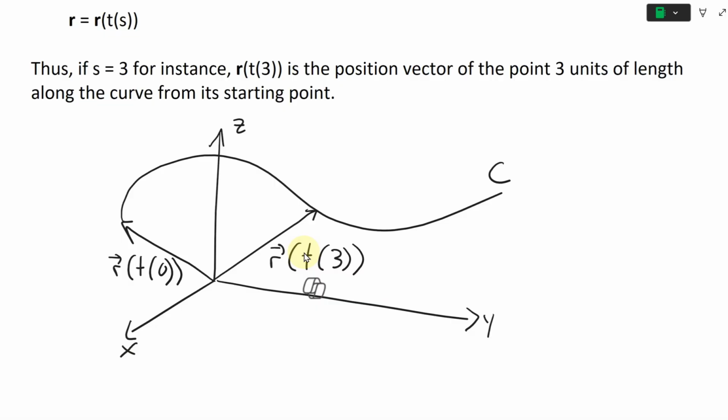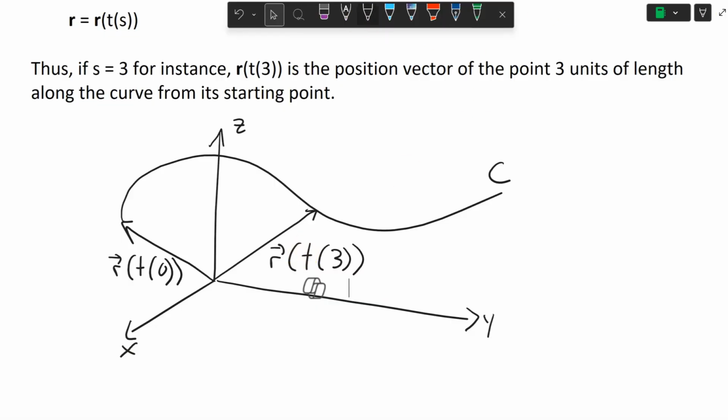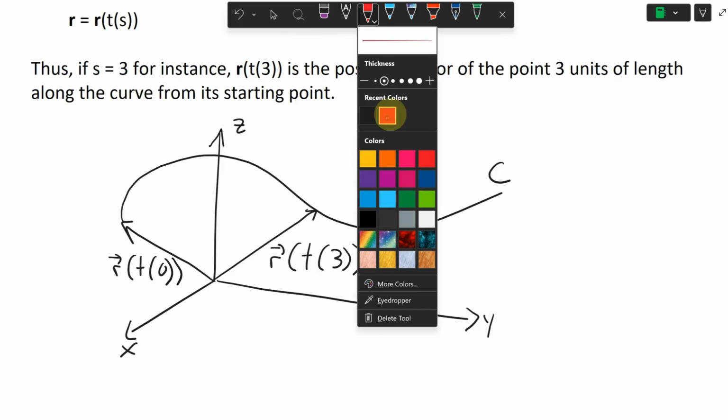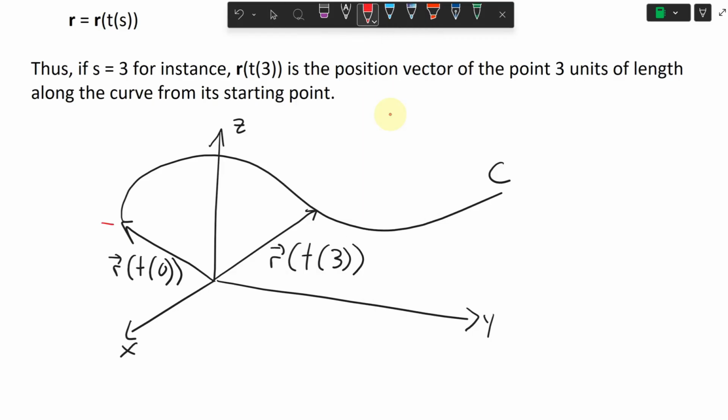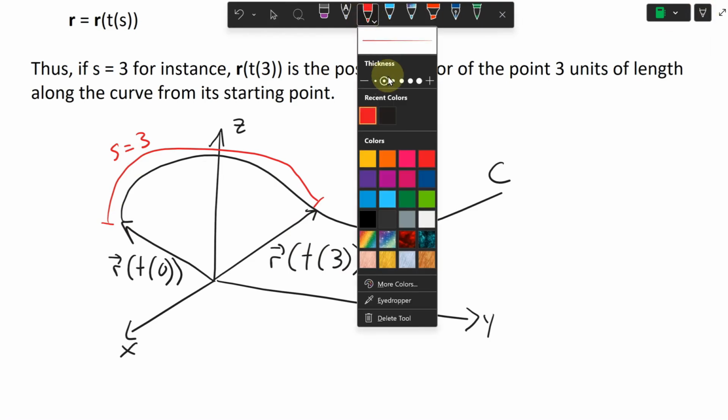So in other words, that means that this distance, and I'll draw this out in red, this right here, this distance, is equal to s equals 3. So basically this is the position vector at a distance 3 from the starting point. So that's quite an interesting way to put it.